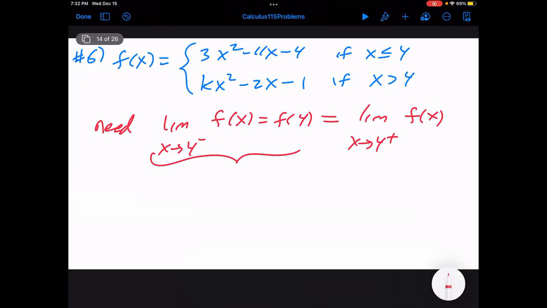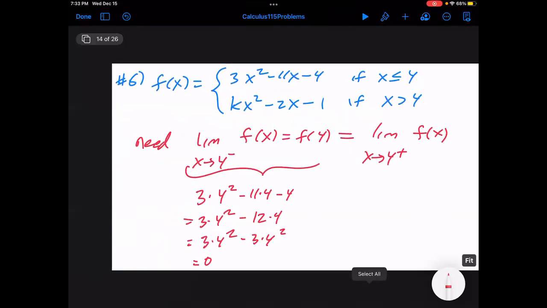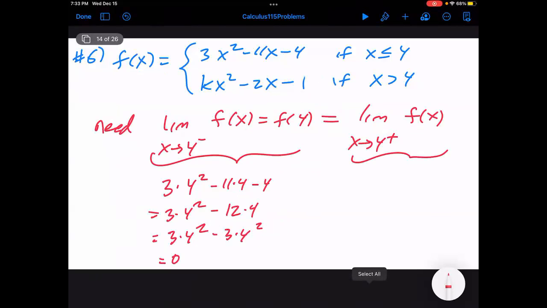So what does the left-hand side equal as x goes to 4 from below? I think it equals 0. We'd get 3 times 4 squared minus 11 times 4 minus 4. So this is 3 times 4 squared, now this is minus 12 times 4, right? Well, 12 times 4 is 3 times 4 squared, so 3 times 4 squared minus 3 times 4 squared. And so it's 0. So without actually multiplying anything out, I knew it's 0. So what is this limit?